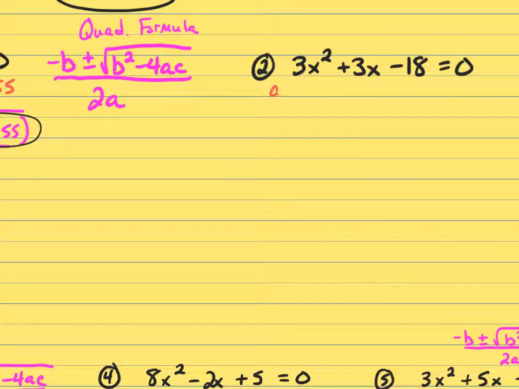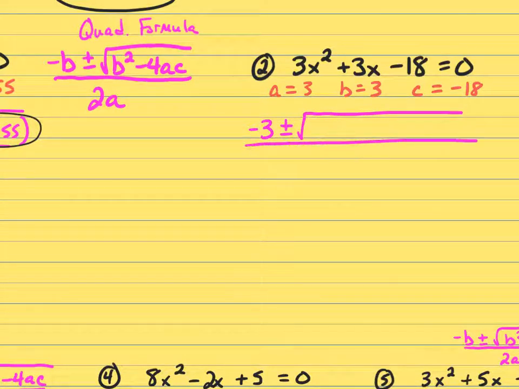Step number 1 is to always list our a value, b value, and c value. A is 3, b is also 3, and c is -18. So when I plug it into the quadratic formula, -b is going to be a -3. Plus or minus square root, b squared, I'm going to write 3 squared, minus 4 times a, which is also 3, times c, which is -18, all divided by 2 times a, and again a is 3.